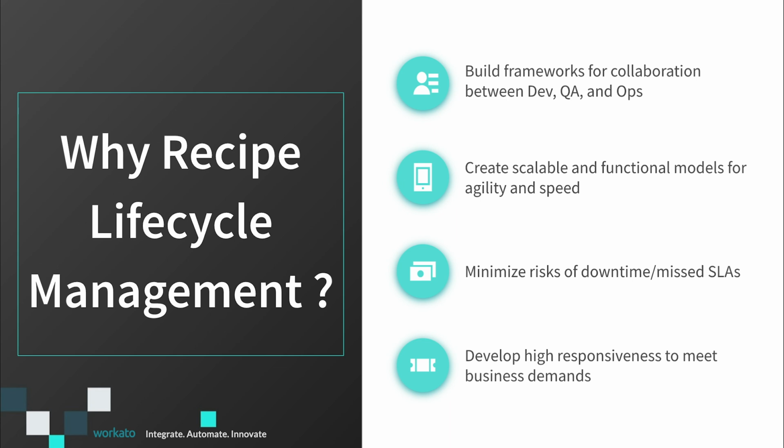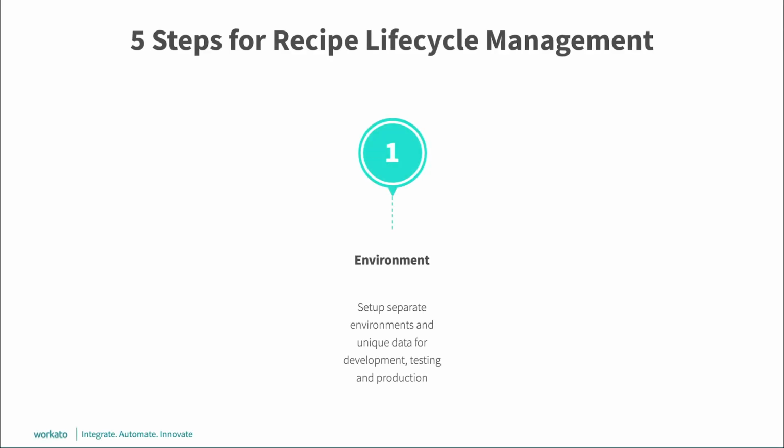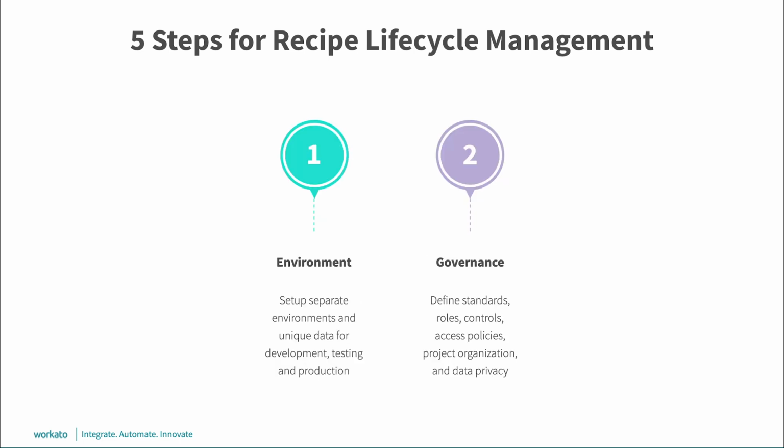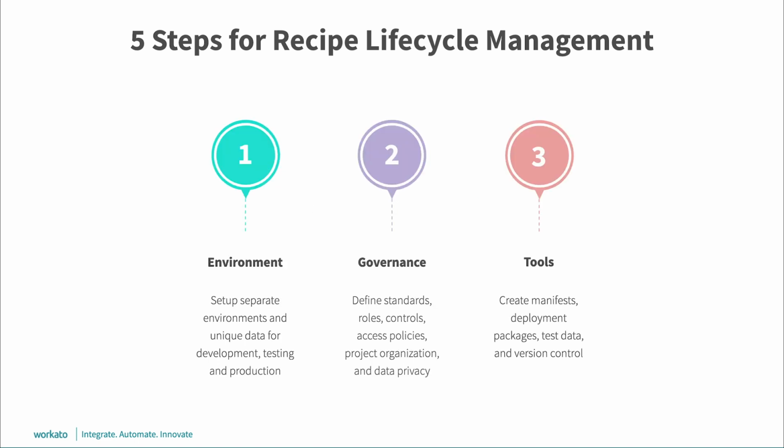Throughout this demo, we'll walk you through the 5 steps you can employ for your recipe lifecycle management. It all starts with the setting up of fundamental but separate environments for development, testing, and production. Next, we'll define roles and responsibilities and assign the right permissions and access policies, set up standards and naming conventions, create folders for organizing projects, and construct privacy settings for our data. After that, we'll walk through the built-in tools in Workato like manifests, packages, test data, and version control that you can use to move your deployment packages across these environments.